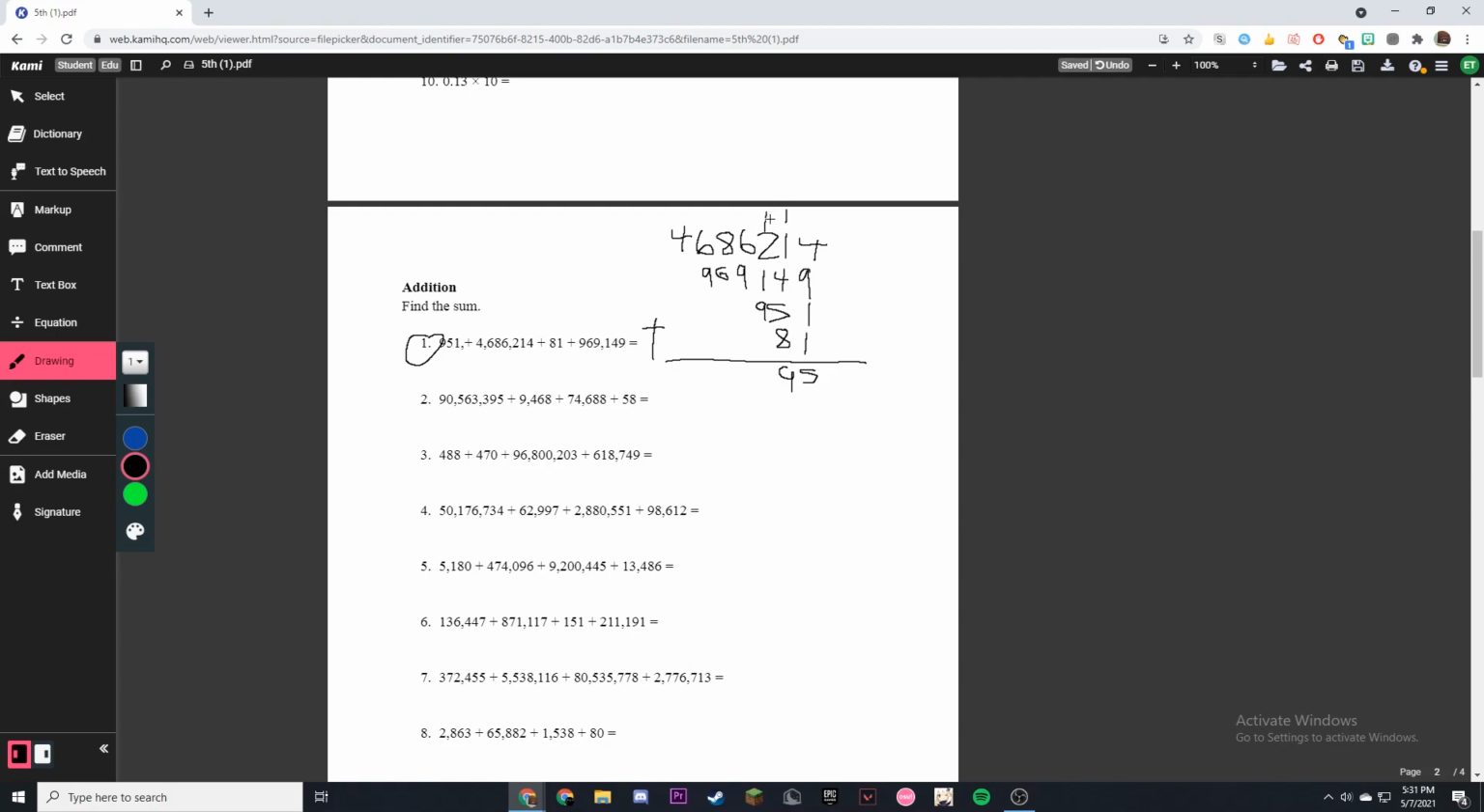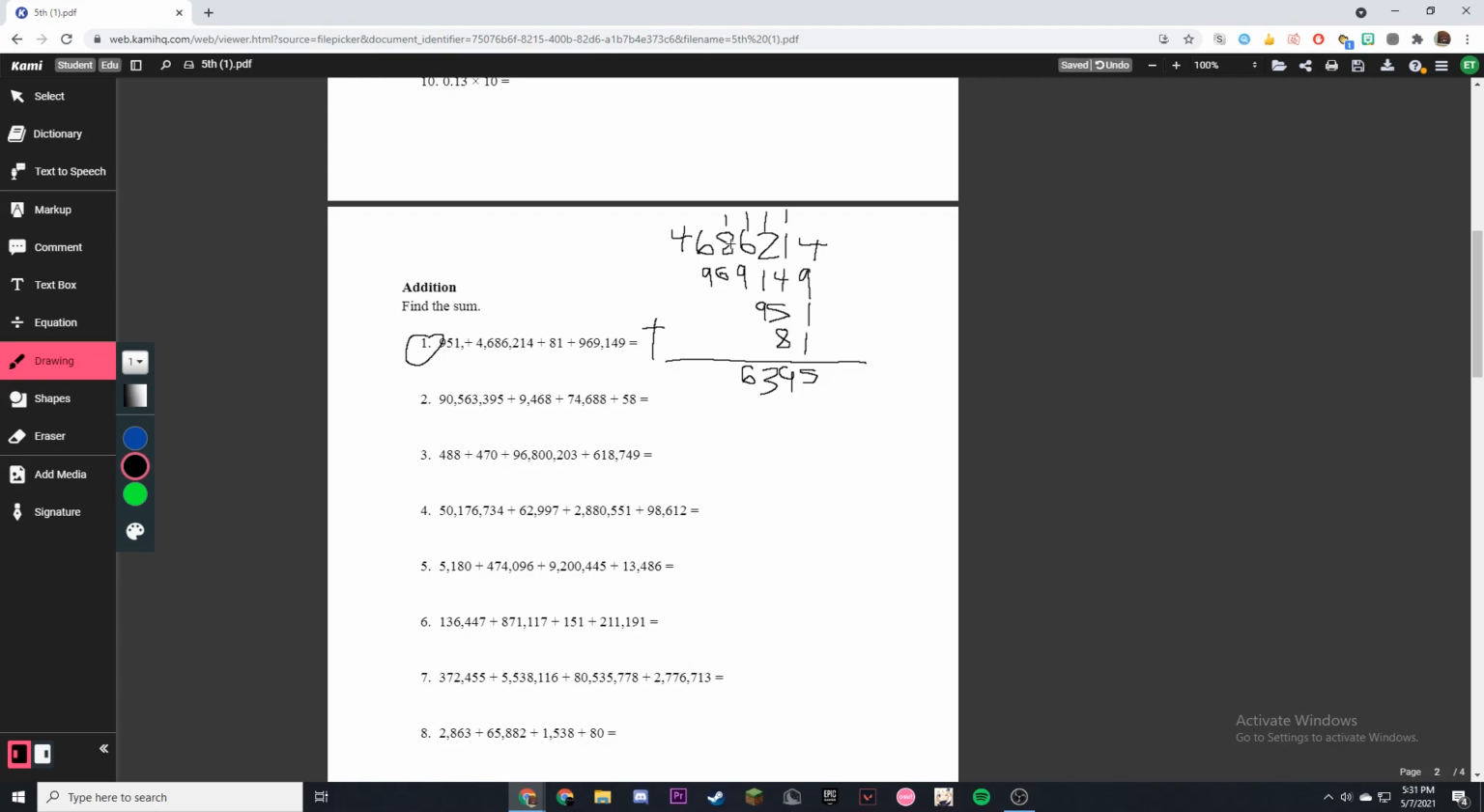Now we're adding 1 plus 2 plus 1 plus 9. 1 plus 2 is 3, plus 1 is 4, and plus 9 is 13. So we put the 3 here, and carry up the 1. Now we're adding 9 plus 6 plus 1, which gives us 16. Place the 6 here, carry the 1 here.